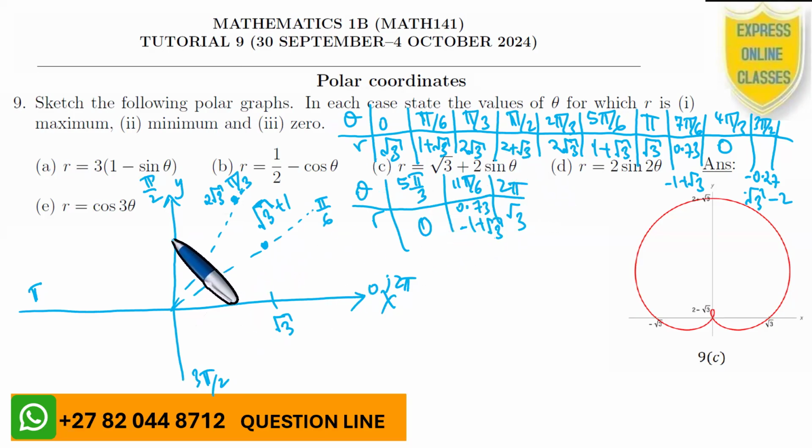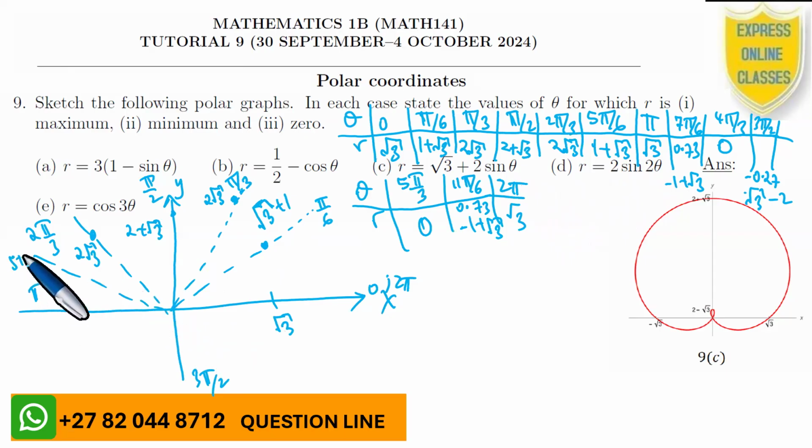Pi over 2, it is like 2 plus the square root of 3. All right, 2 plus the square root of 3 at pi over 2. And then now, 2 pi over 3, it is actually exactly 2 to the square root of 3. At 5 pi over 6, we're here. 5 pi over 6, it is 1 plus the square root of 3.